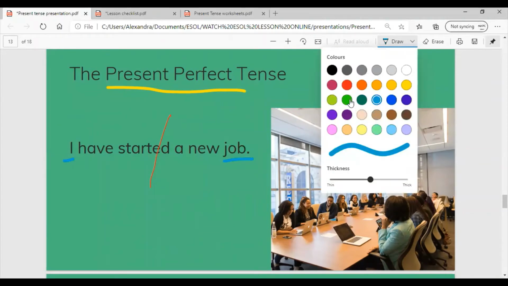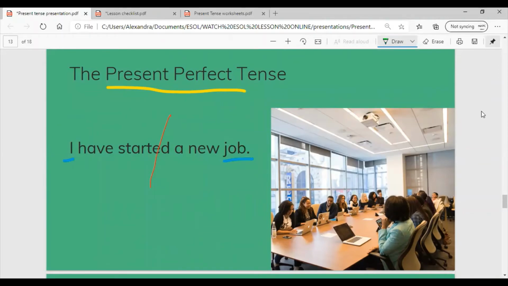So now we're going to look for our verbs. Our verb is our action word, it is our doing word, it tells us what the person or the main object in the sentence is doing, and this person have started a job. So started would be our verb, and we know what tense it is because it's got this ed tense, so that would imply it is the past tense.